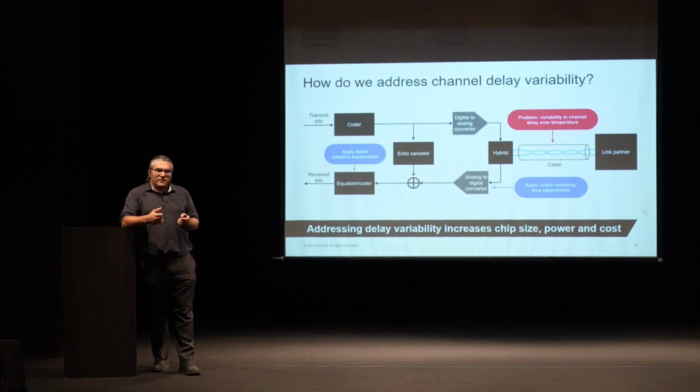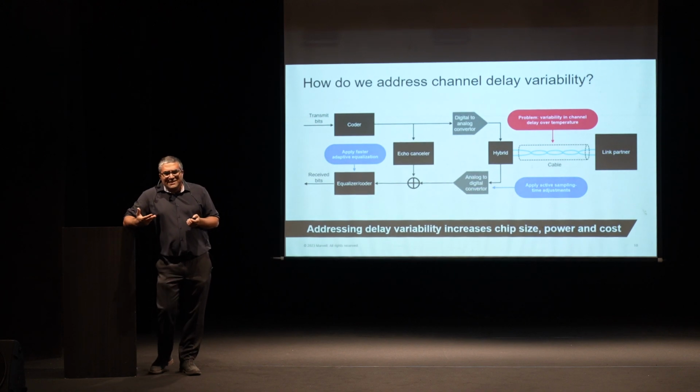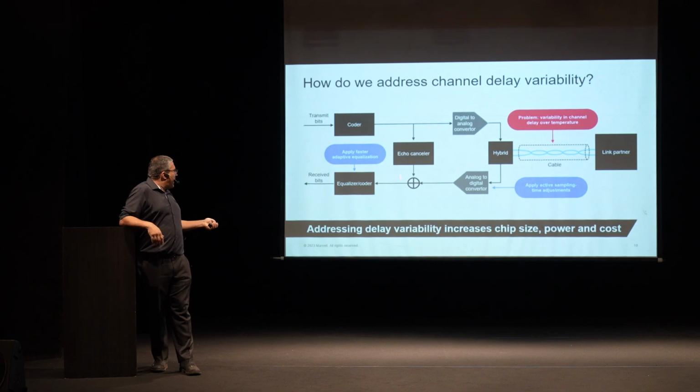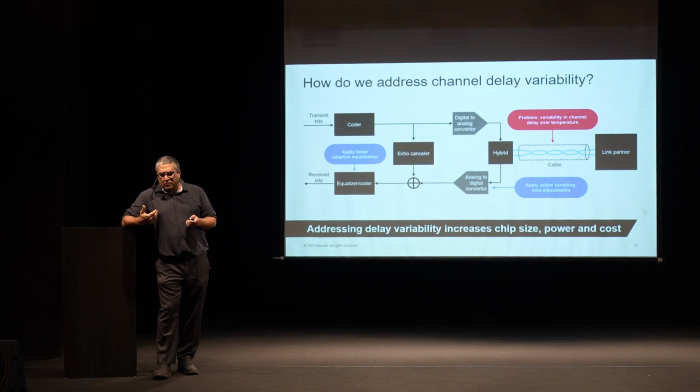We can't control the cable, so we have to make the sampling time more controlled. We may have to do some faster adaptation in the equalizer. Maybe we have to do something in the echo canceller also to make it faster. If we spend power and some area, we can solve that problem.